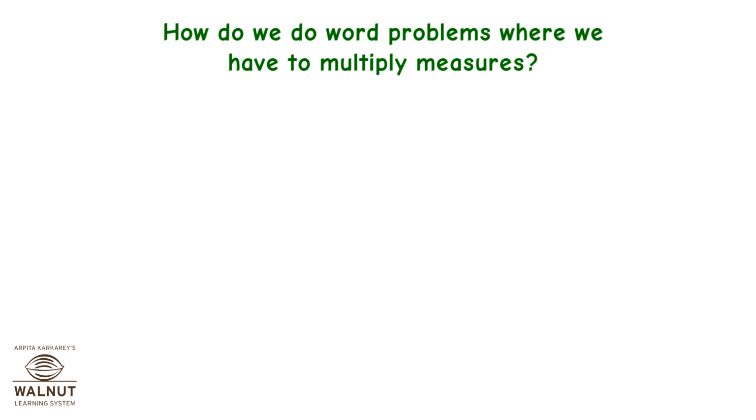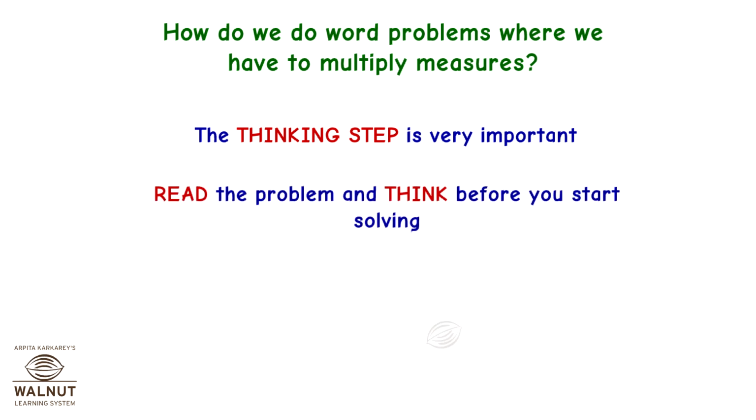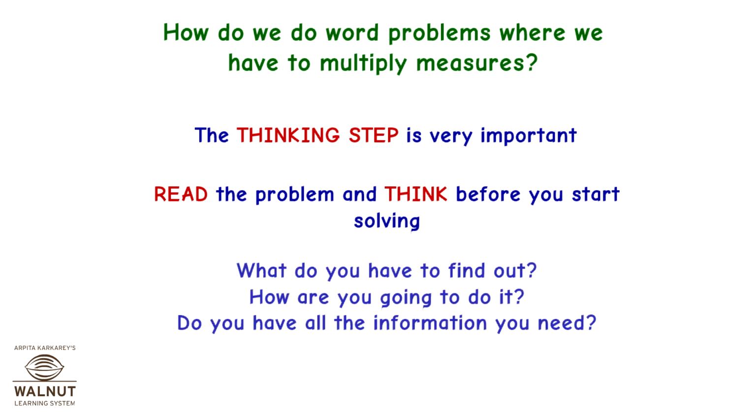How do we do word problems where we have to multiply measures? The thinking step is very important. Read the problem and think before you start solving. What do you have to find out? How are you going to do it? Do you have all the information you need? If you stop to think, word problems are actually quite easy. Let's try a few.